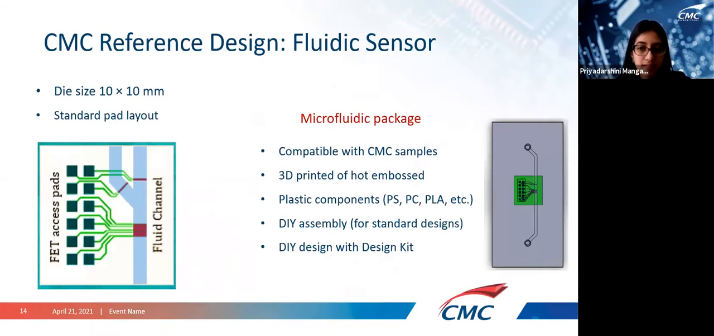The other design that we have is that of a fluidic sensor. The layout has been designed such that a fluidic channel can be interfaced along with it. And this is especially useful for biosensing applications. This is a 10mm by 10mm chip design, and we have two variations of this. One which has a wide channel as shown, and one which only has a straight channel.